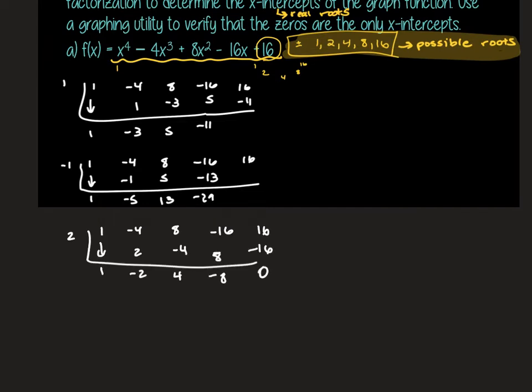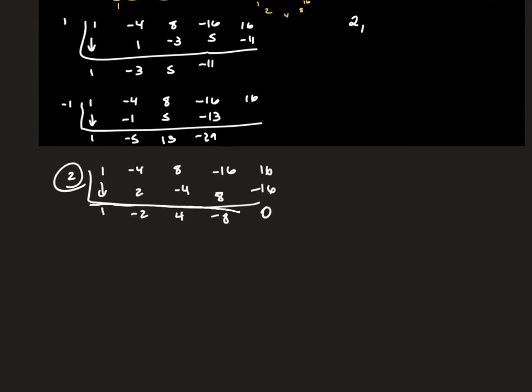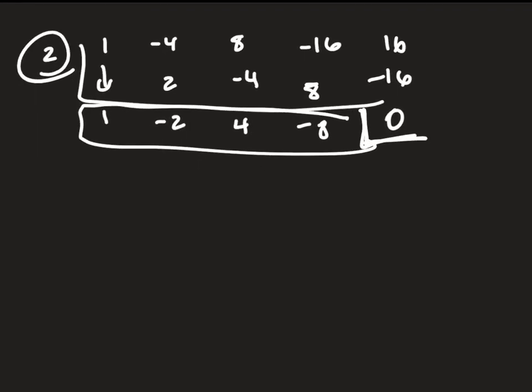And there's the first one that works. So 2 is one of my zeros. And then I have to take what's left. This is the remainder. 0 is the remainder. Negative 8 is the constant. 4 gets the x. Negative 2 gets the x squared. And 1 gets the x to the third. So x to the third minus 2x squared plus 4x minus 8.